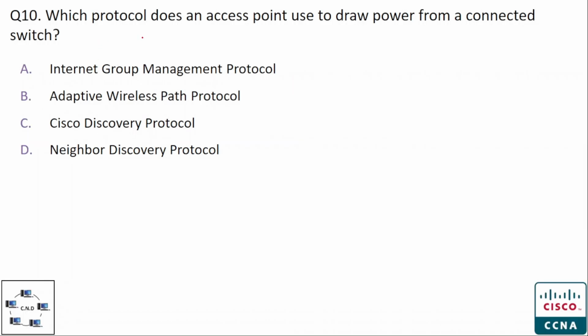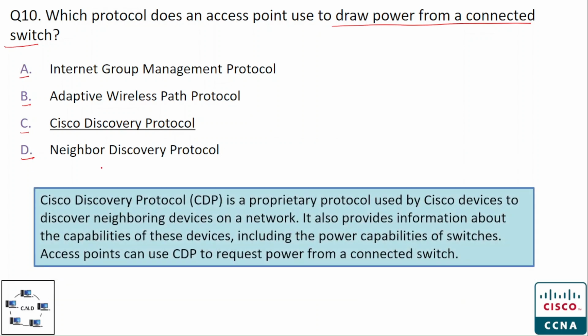Question number 10. Which protocol does an access point use to draw power from a connected switch? And the options are option A Internet Group Management Protocol, option B Adaptive Wireless Path Protocol, option C Cisco Discovery Protocol, and option D Neighbor Discovery Protocol. And the correct option is option C, CDP or Cisco Discovery Protocol.